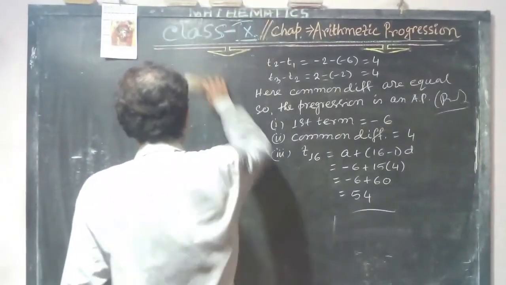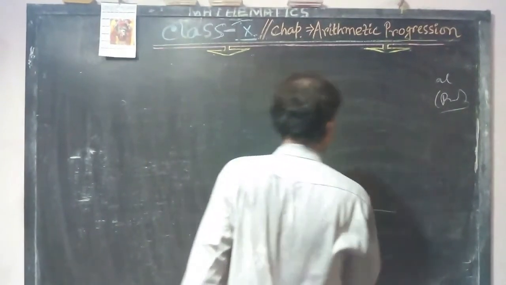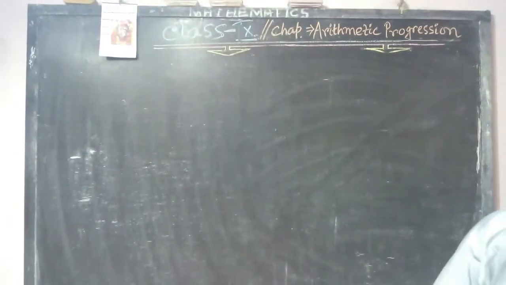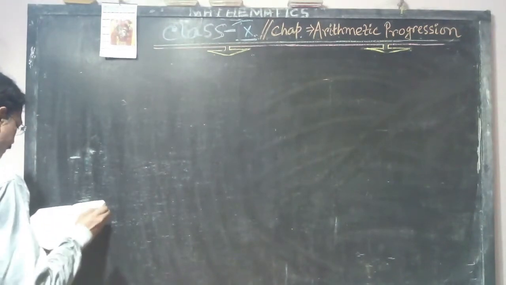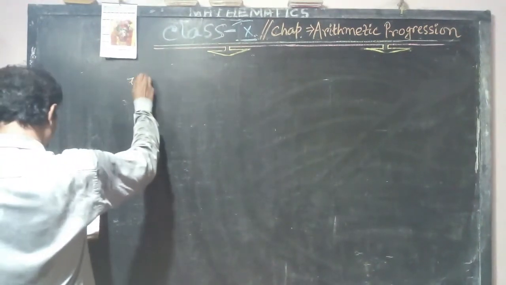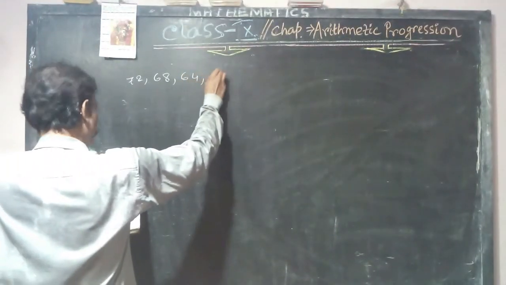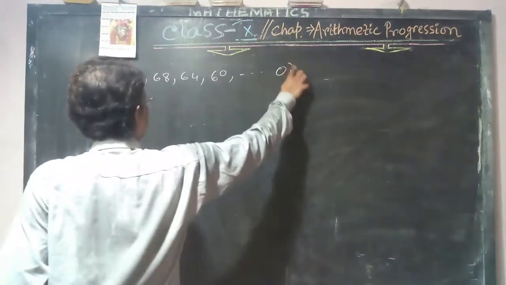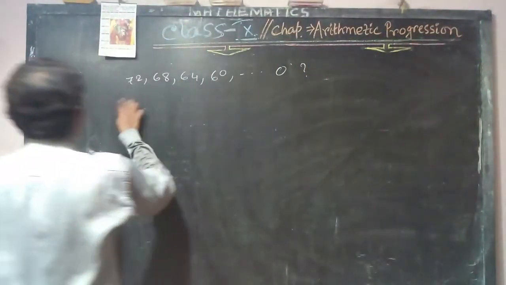Now I solve a few more problems of this exercise. Which term of the AP 72, 68, 64, 60, and so on is 0? Which term of this AP is 0?